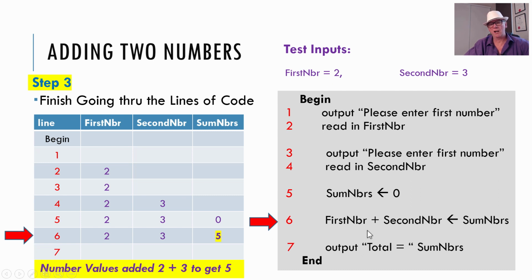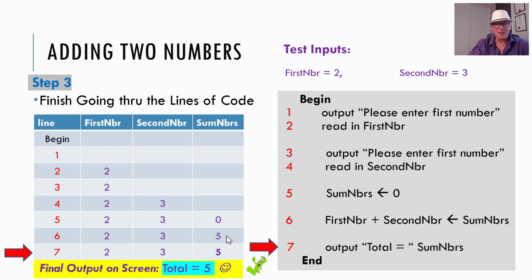What it's doing is saying, okay, add up the first number and second number, put the answer into some numbers. So 2 plus 3 will get added together here at line 6, and the answer to that's 5. So 5 is the value in some numbers. And that is line 6 completed, and now we just need to go to line 7. Now line 7 will be the last line, yay!